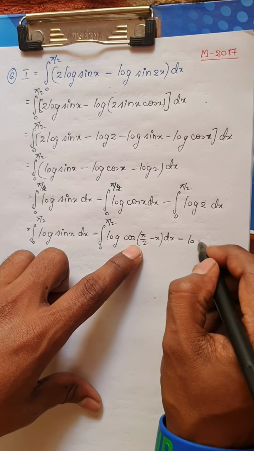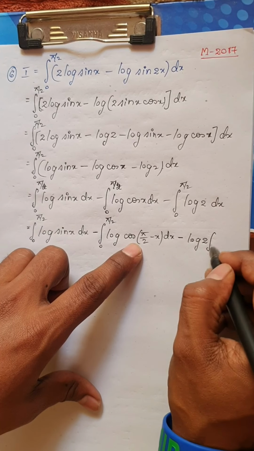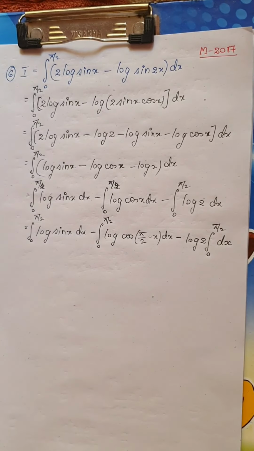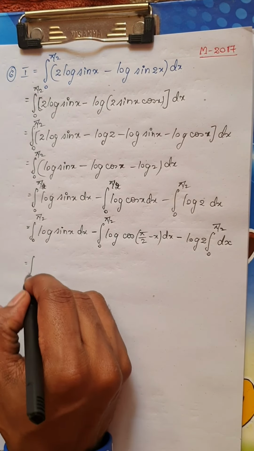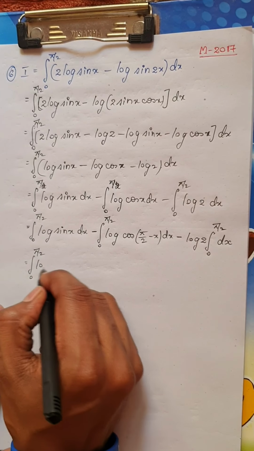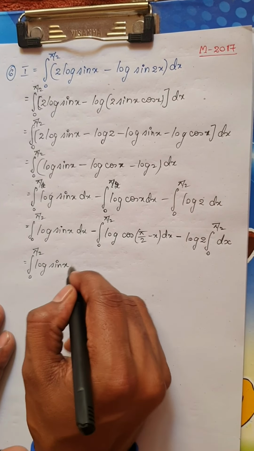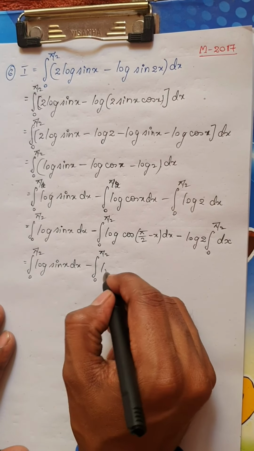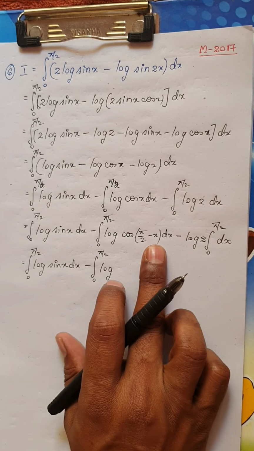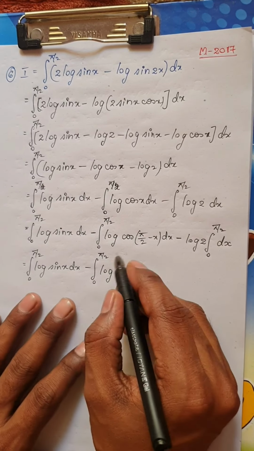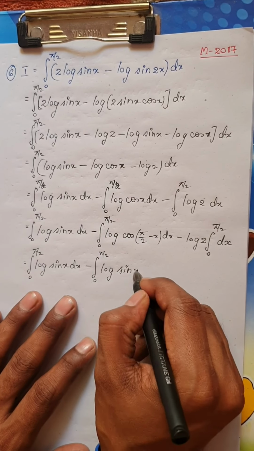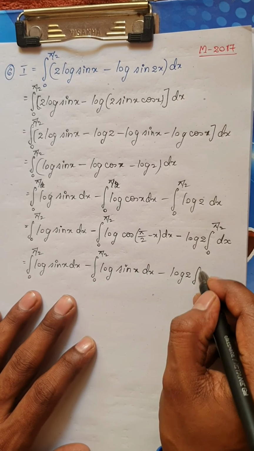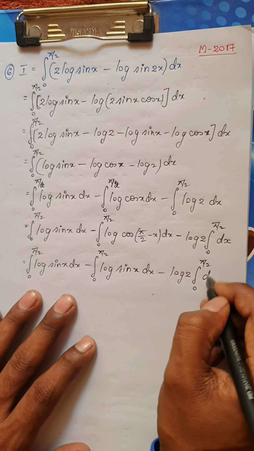Okay, minus, remember log 2 is a constant, I'm keeping outside, integral from 0 to pi by 2 dx. It is purely dx. So now this is nothing but integral 0 to pi by 2 log of sin x dx minus integral 0 to pi by 2 log of, now look here, again as I told you, what is cos of 90 minus x? Cos of 90 minus x can be written as sin x, and this is dx, minus log 2 into, let me write this once again, 0 to pi by 2 dx.